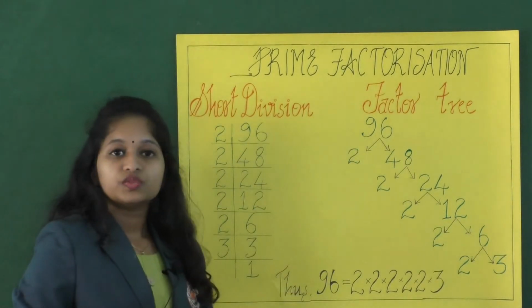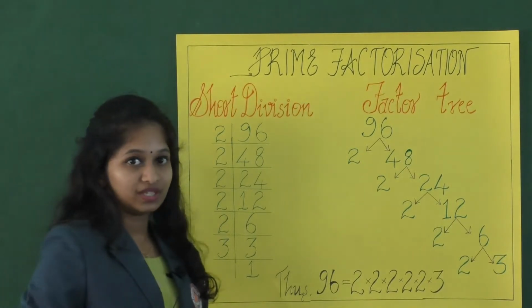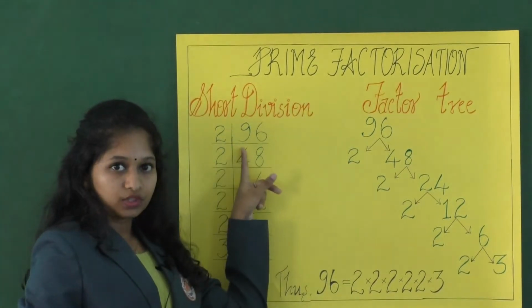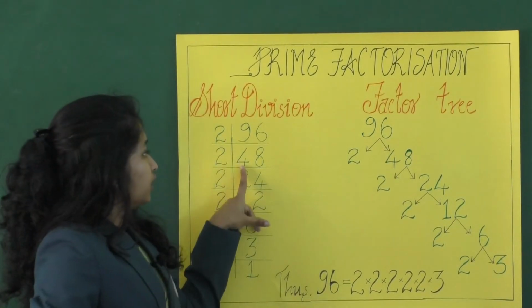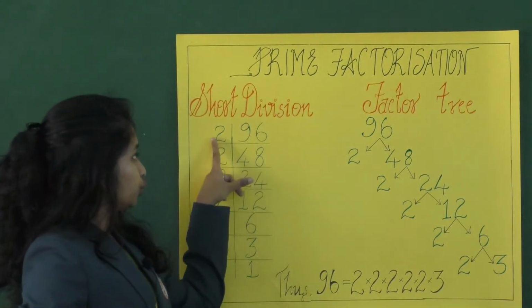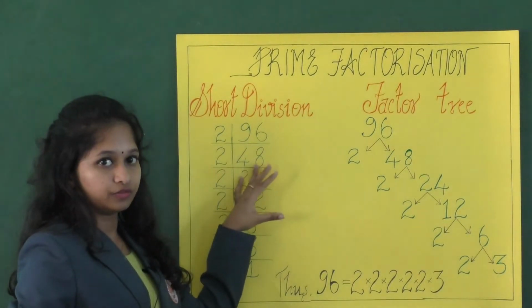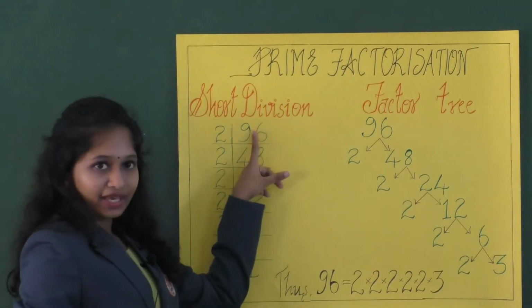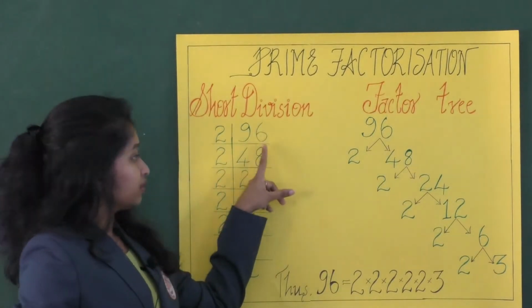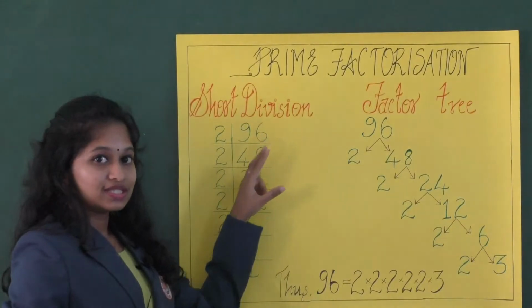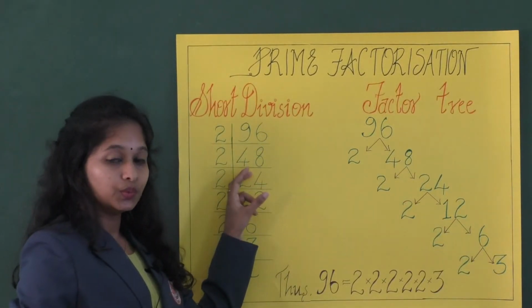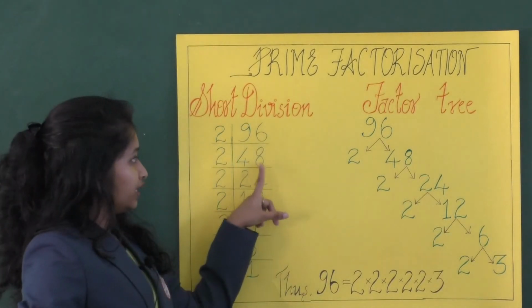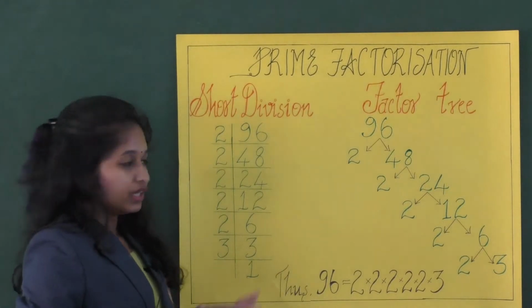96 is a number which is divisible by 2. That is the least number by which 96 is divisible. So let us divide 96 by 2. How many times 9? 4 2s are 8. 9 is not divisible by 2, but 8 is divisible. 4 2s are 8, and 1 carry, so it becomes 16. That means 16 is divisible by 2, 8 times. So 8 2s are 16. That means 48 into 2 is 96.